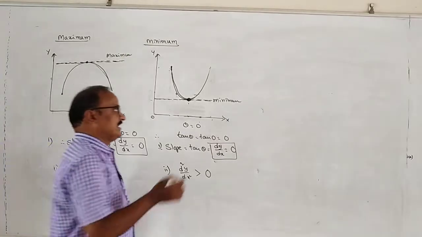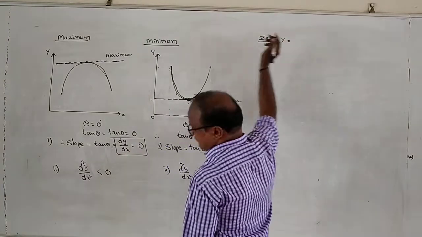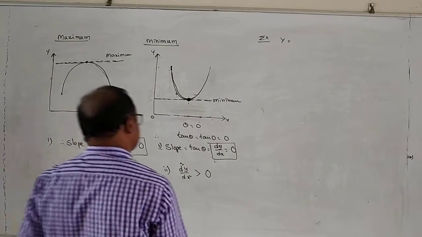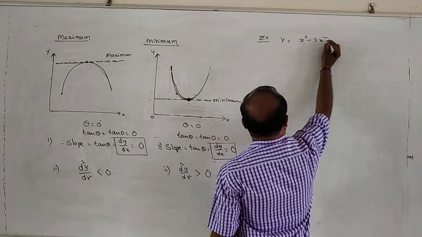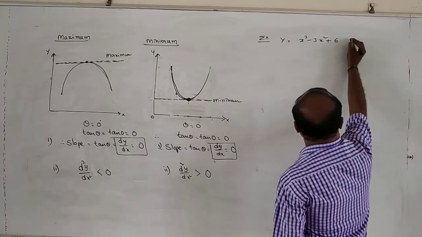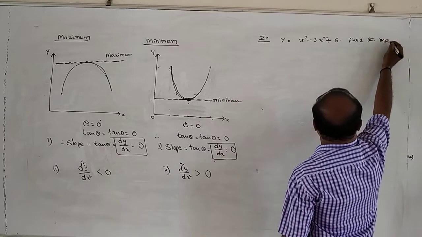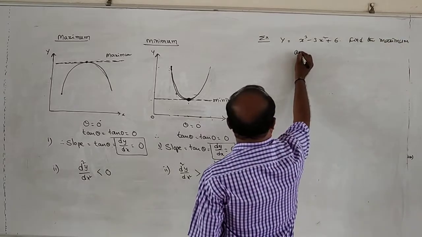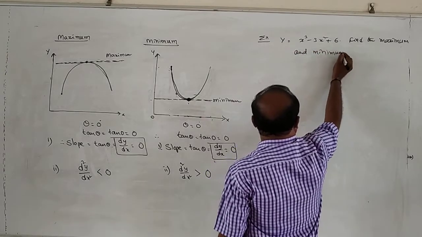Okay, example student. Say for example, y is a function and it is equal to x cube minus 3x square plus 6. Find the maximum and minimum of y.